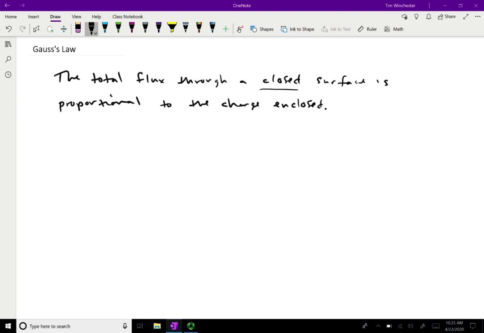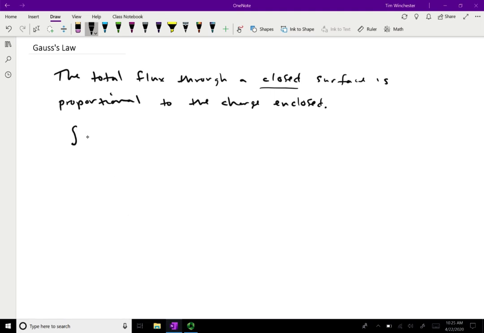Okay, so the way to express this law mathematically is to, first of all, write down the flux. So the flux through a closed surface, E dot dA. And to indicate specifically that it is a closed surface, we use this symbol. Okay, so it's just a regular integral sign with a circle to indicate that it's closed. Okay, and that is equal to the charge enclosed times some proportionality constant, which turns out to be 1 over epsilon naught. Okay, so let me talk specifically about those parts.